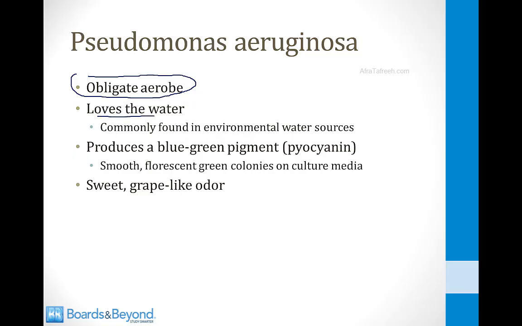It's one of the pigment-producing bacteria. It makes a blue-green pigment called pyocyanin, and it will grow smooth fluorescent green colonies on culture media. I discussed this in the module on culture. It also has a sweet grape-like smell when it grows.